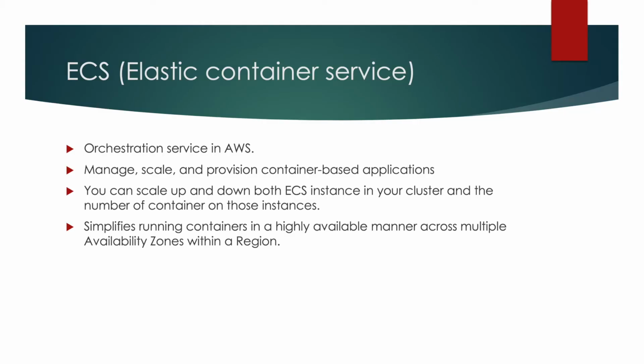So now we have an understanding of what a container and Docker are. Let's take a look at Amazon Elastic Container Service or ECS. ECS is a native service in AWS that helps you manage, scale, and provision container-based applications in the cloud. It is an orchestration service for containers.